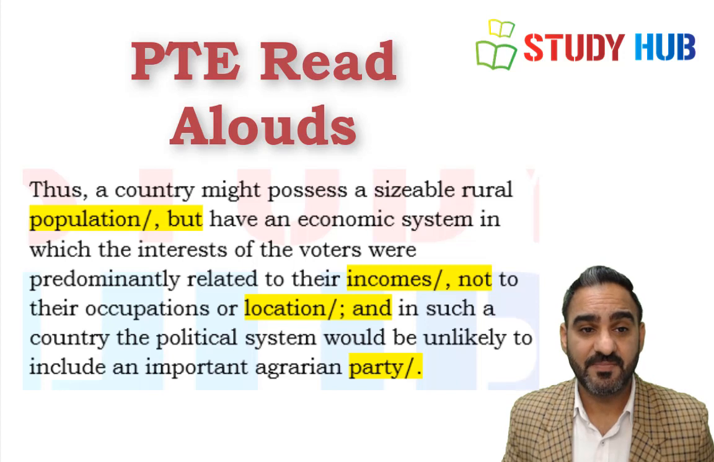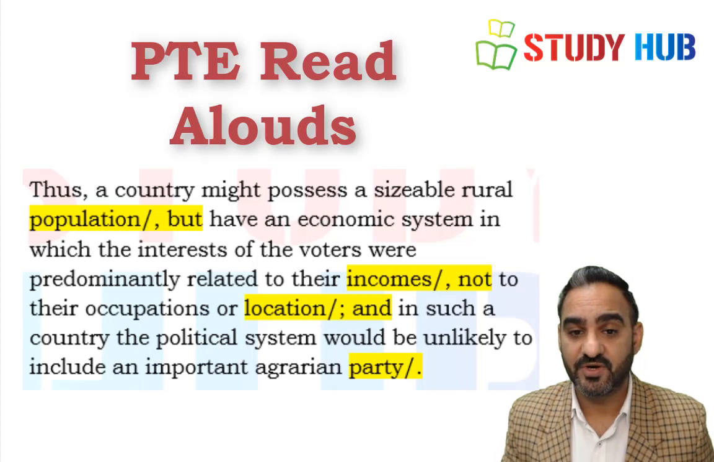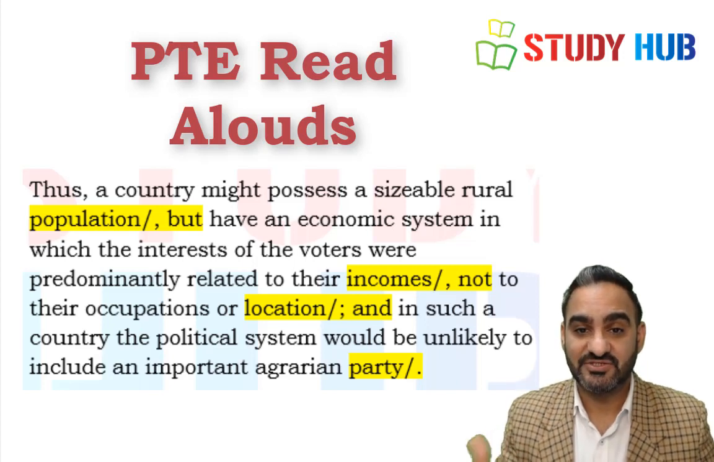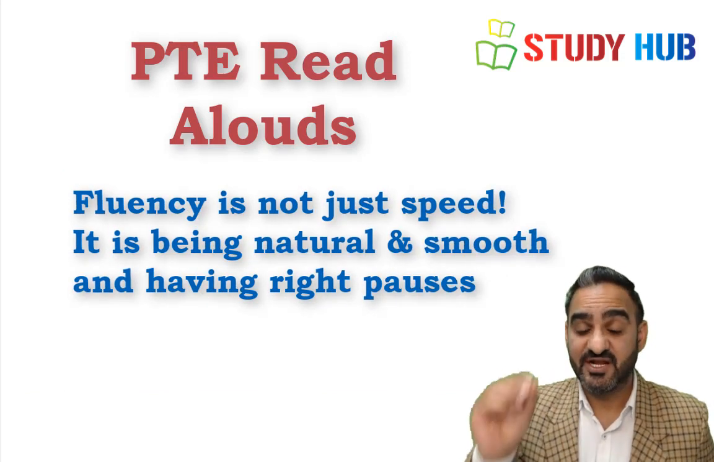Thus a country might possess a sizable rural population but have an economic system in which the interests of the voters were predominantly related to their incomes, not to their occupations or location, and in such a country, the political system would be unlikely to include an important agrarian party. This is not natural. So keep it natural, relaxed, simple, no unnecessary stress, right pauses, and you will do wonders in your read aloud.